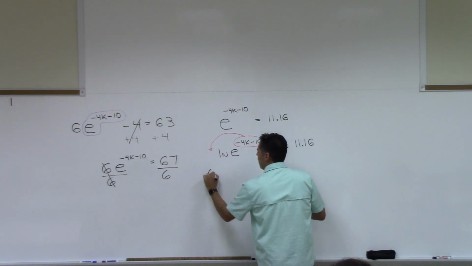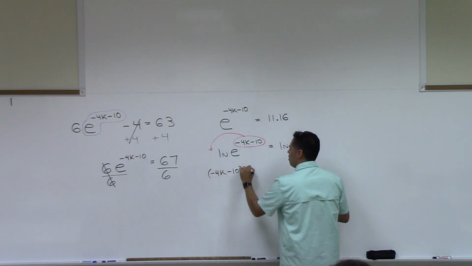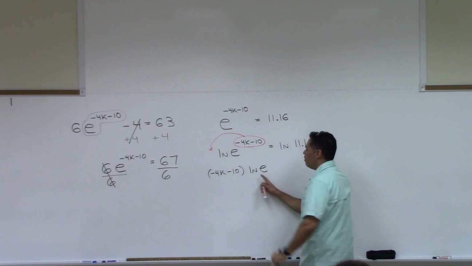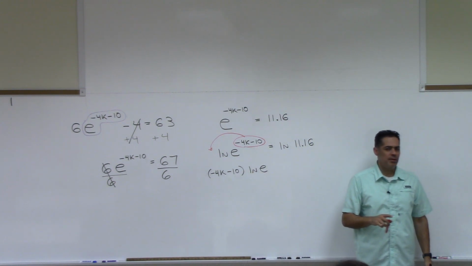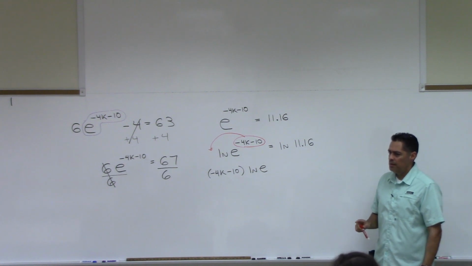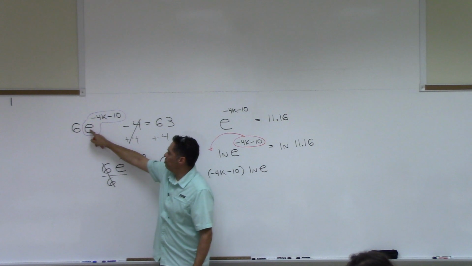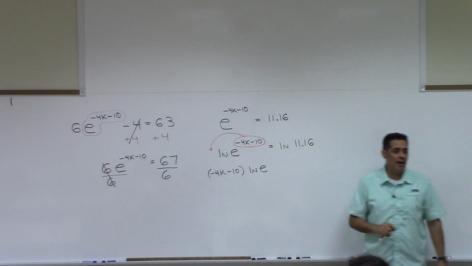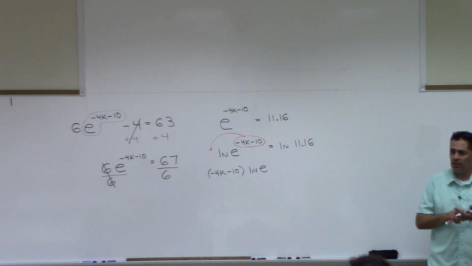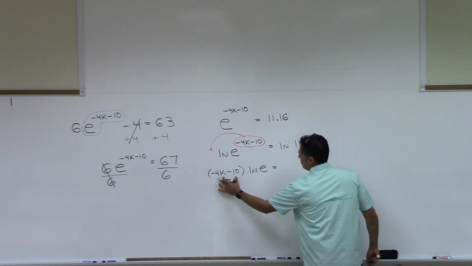I'm putting it in parentheses because this natural log of e will always turn into a 1, but if that was not an e, then it would not turn into a 1. It would be a number. If this problem had been, let's say, 2 raised to this power, then this natural log of 2 would not go away. You would have to use your calculator to figure out what that is. So that's why I keep this in parentheses.